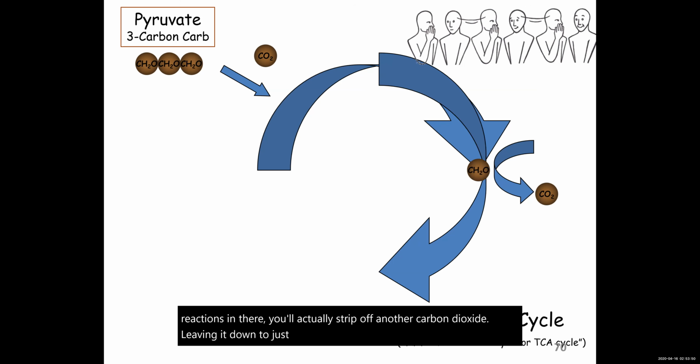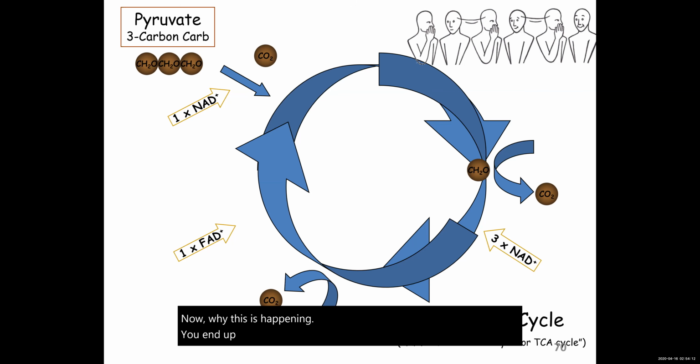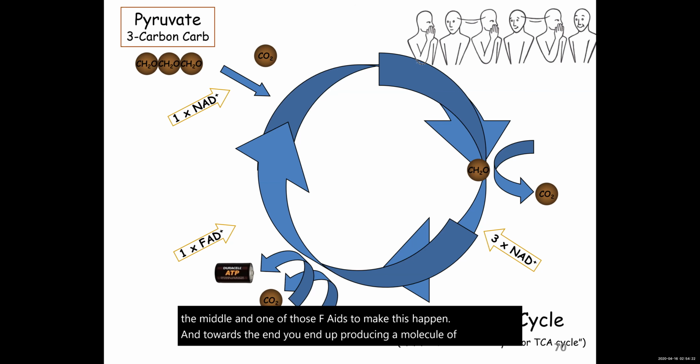And then you'll do this again for a couple more reactions, and now converting that final remaining carbon sugar, or 1 carbon sugar, and turn that into CO2 as well. And then the last set of reactions will use their components and bring it back to the beginning of the actual cycle. Now, while this is happening, you end up using 4 of those NADs, 1 at the beginning, 3 in the middle, and 1 of those FADs to make this happen. And towards the end, you end up producing a molecule of GTP, which eventually is kind of roughly equivalent to a unit of ATP, or an energy carrier.